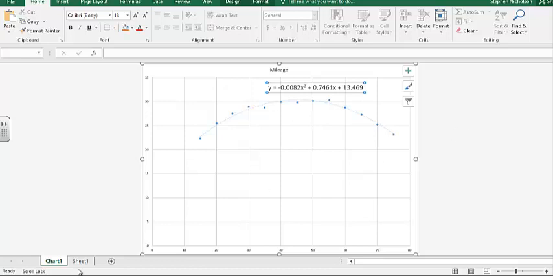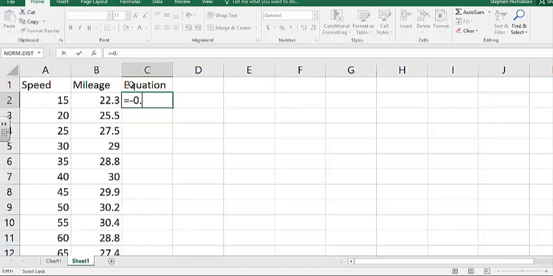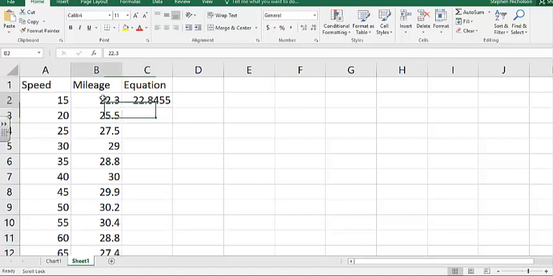And we're going to use that equation to generate a third column. So we'll say this is equation. And it's going to be equal to negative 0.0082 times x, which is the speed. So we click in cell A2, we square it. We add 0.7481 times x, which is cell A2, and we add 13.469. And the number we get should be close to being 22, which it is. Okay, so that's pretty close.